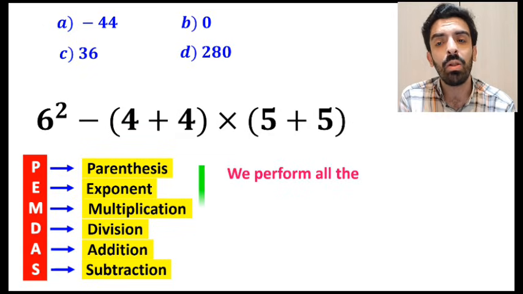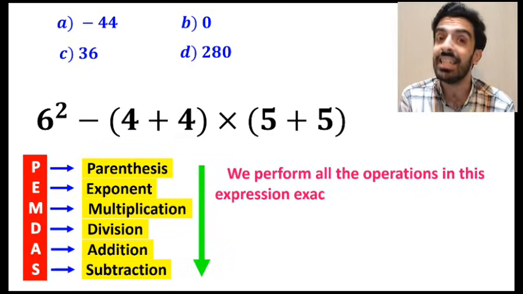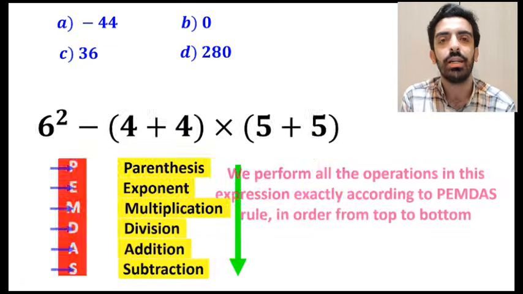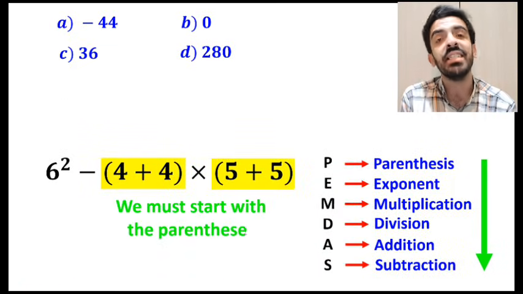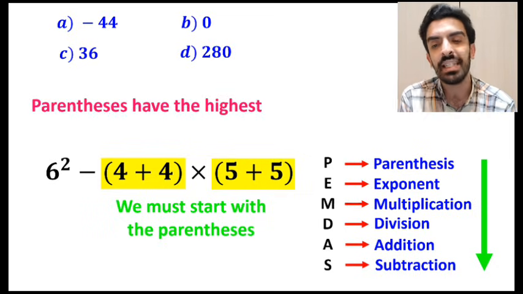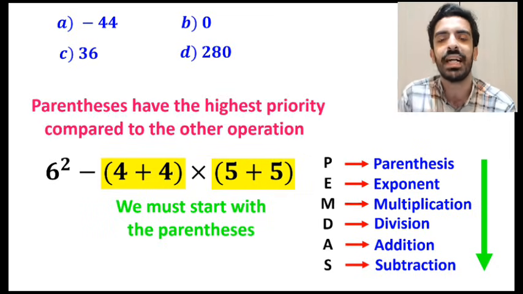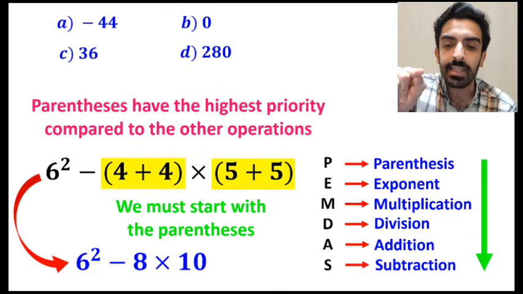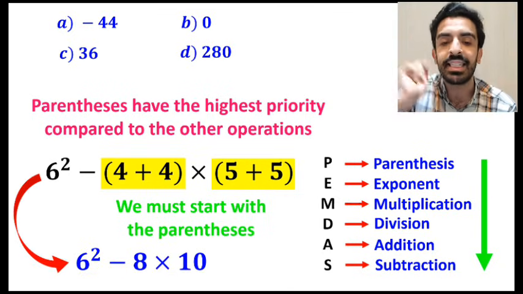We must perform all the operations in this expression exactly according to the PEMDAS rule in order from top to bottom. So, we must start with the parentheses first, because according to the PEMDAS rule, parentheses have the highest priority compared to the other operations. Okay, instead of this expression, we can write 6 squared minus 8 multiplied by 10.